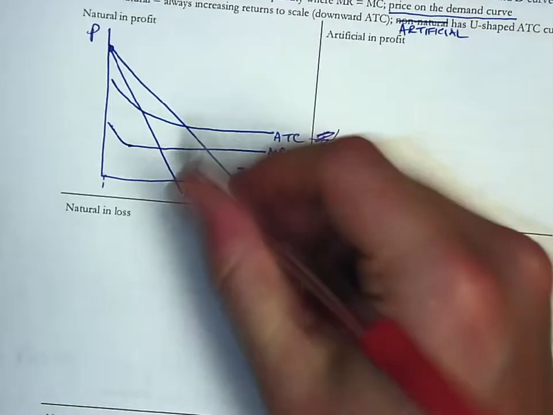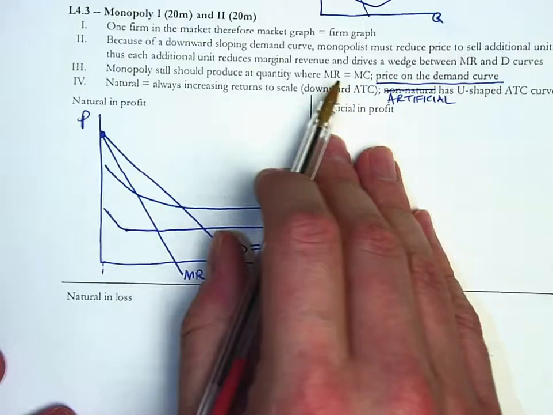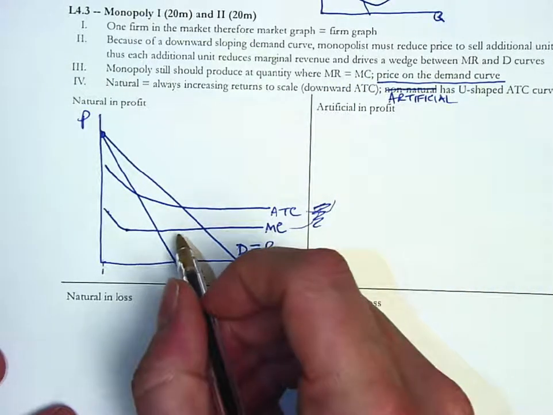So let's get back to our little show here. With this one, they always are going to produce at MR equals MC. So we just find MC equals MR here.